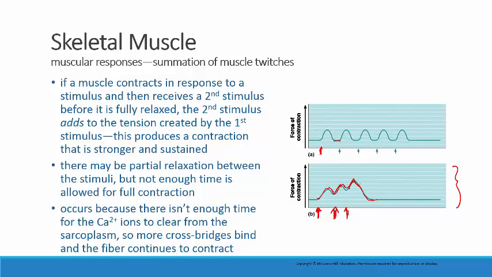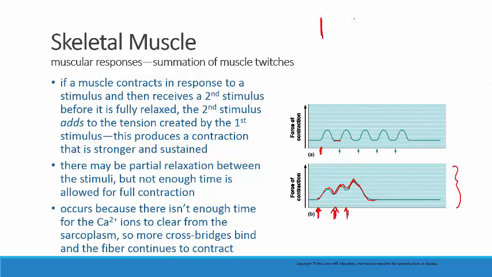So summation occurs because, as the muscle fiber is beginning to relax, we're starting to clear enough calcium from the sarcoplasm that the actin binding sites begin to get covered up again. But if right at that moment we hit it with another signal to contract, then we'll get a new dump of calcium ions into the sarcoplasm before the first dump of calcium ions is fully cleared. So we kind of short circuit the relaxation phase by forcing it to contract a little further.